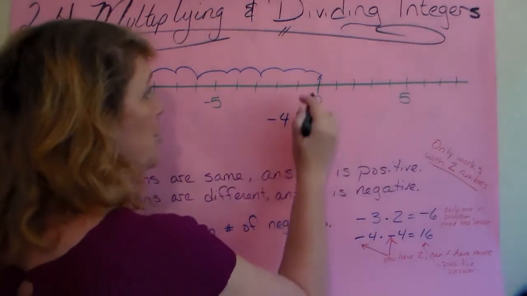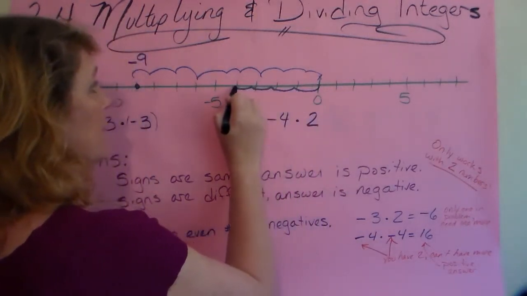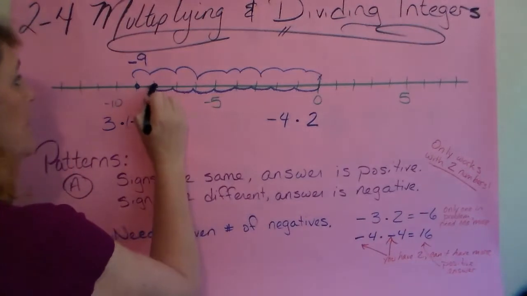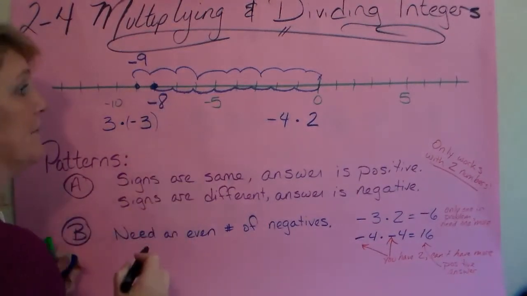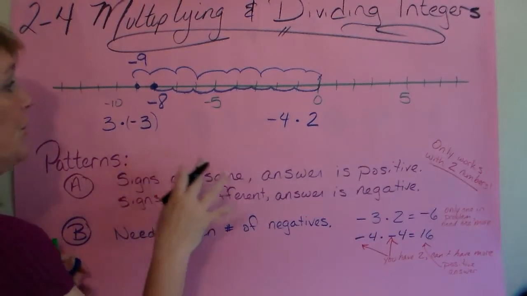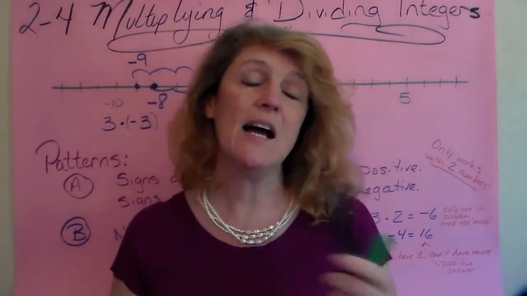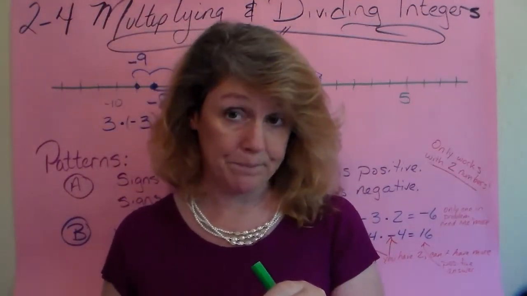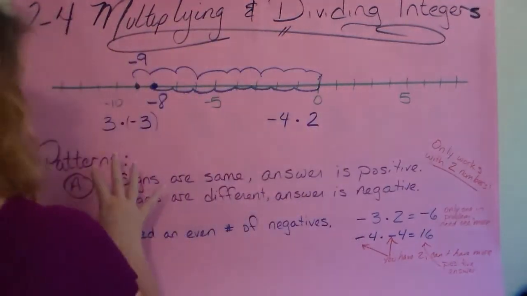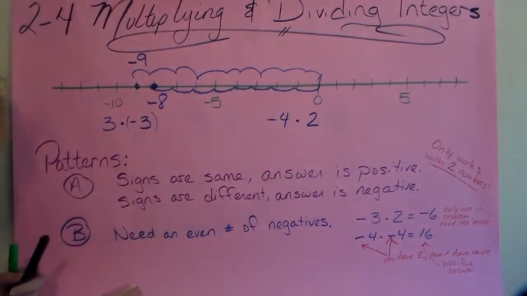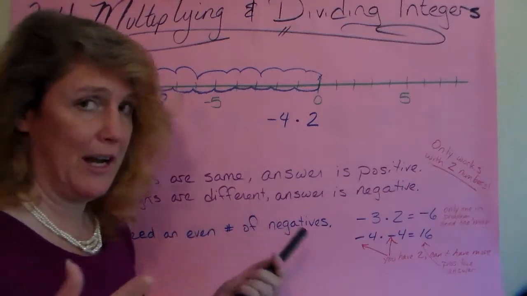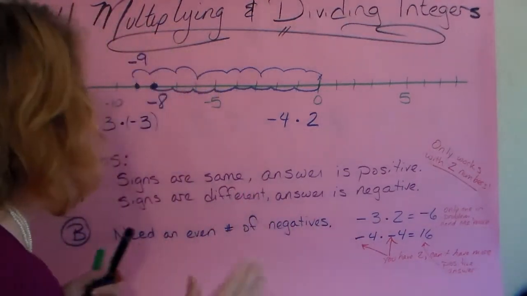Negative 4, 2 times, you end up at negative 8. So the numbers don't change, it's the signs that you have to worry about. So there are some patterns that we look for so that we don't have to figure it out each time, we can just know it.